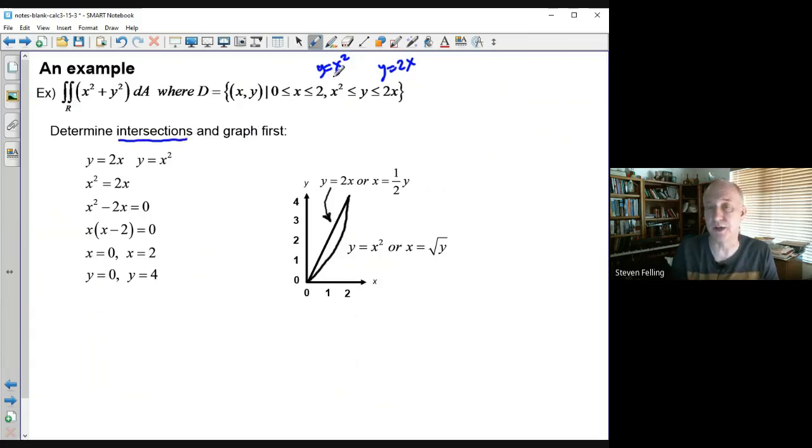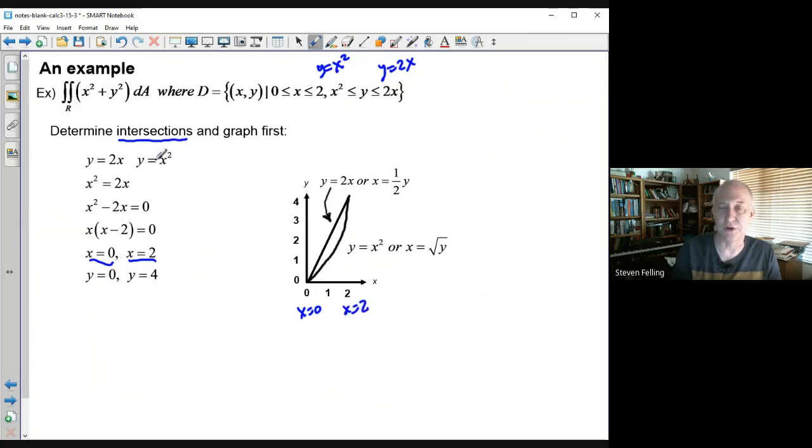In fact, whenever I have two functions, that'll pretty much be the first thing that I will always do: find the intersections. So y equals 2x, y equals x squared. If you set the y's equal to each other and then solve by getting everything on the left and factoring, that occurs when x is 0 and x is 2.